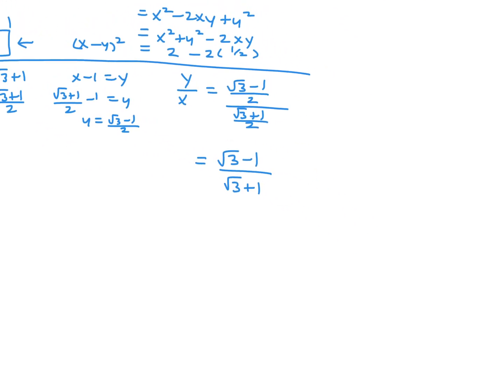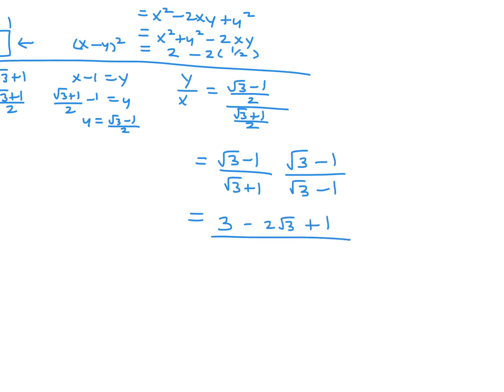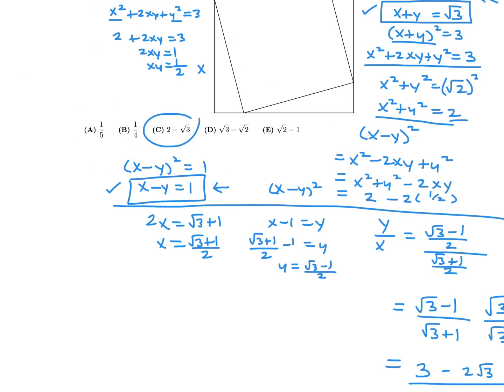Okay, so let's rationalize the denominator. So we got root 3 minus 1 over root 3 plus 1. So I got to multiply top and bottom by root 3 minus 1, like that. Okay, so that's going to be 3 minus 2 root 3 plus 1 on the top, and this is going to be 3 minus 1. So that's going to be 4 minus 2 root 3 over 2. And finally, that's 2 minus root 3. So 2 minus root 3 is the answer, and that is C.